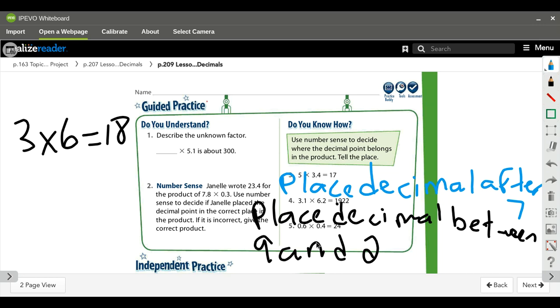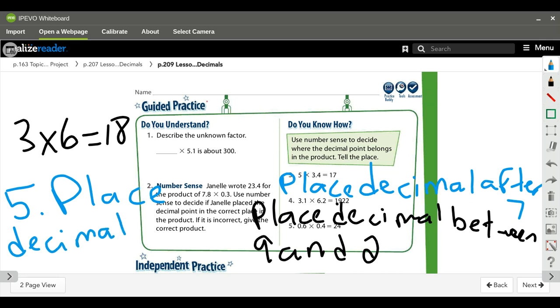And then the last problem I have is 6/10 multiplied by 4/10. Both factors are less than 1. So when both factors are less than 1, my answer needs to be less than 1. So on number 5, I'm going to place the decimal in front of the 2.